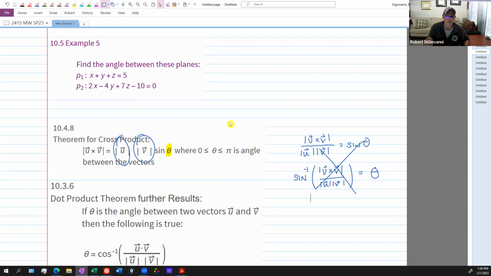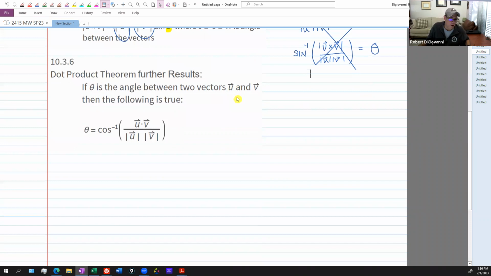You don't have that problem with cosine inverse, because with its domain restrictions, the angle is going to be between 0 and 180, or 0 and pi. And because of that, our two planes are never going to be anywhere other than 0 to 180 degrees apart. So cosine inverse is just the safer way to go.